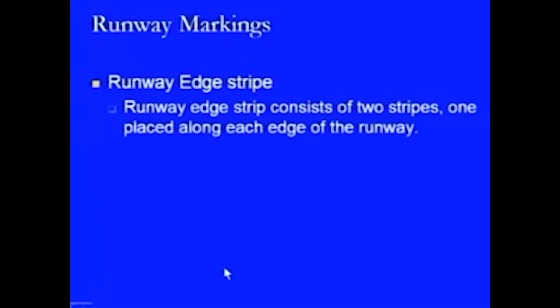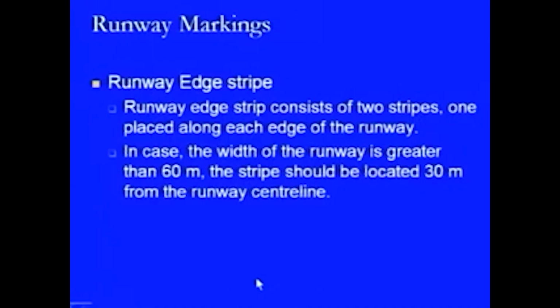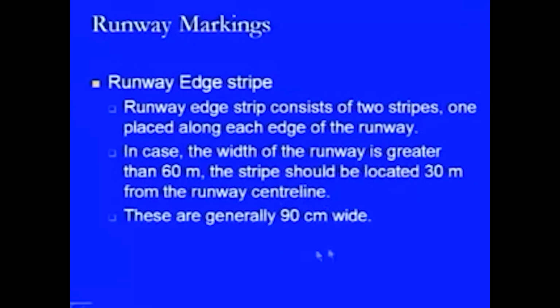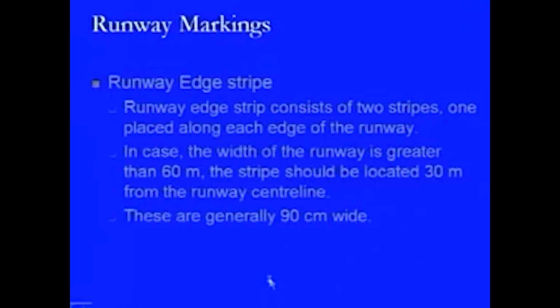Now, we look at another runway marking, that is the edge strip marking, which defines the ends of the runway strips on the 2 sides of the center line marking. So, this runway edge strip consists basically of 2 strips, one placed along each edge of the runway, and it is continuous in nature. In this case, if the width of the runway is greater than 60 meters, then the strip is located 30 meters from the runway center line. So, that is the way it is provided. Generally, these are 90 centimeter wide. This is the most general width which is used for the strips.